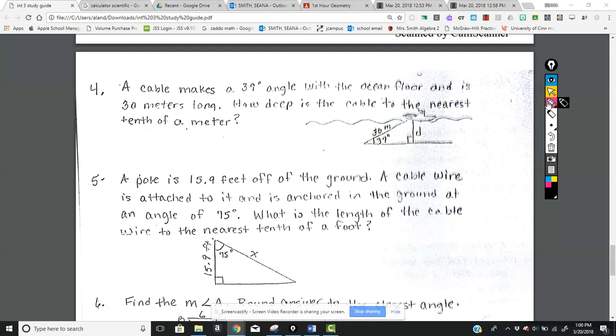Okay, we're on study guide 3. We're going to wrap up with problems 4, 5, and 6. So for number 4, a cable makes a 39-degree angle with the ocean floor and it's 30 meters long. How deep is the cable to the nearest tenth of a meter?